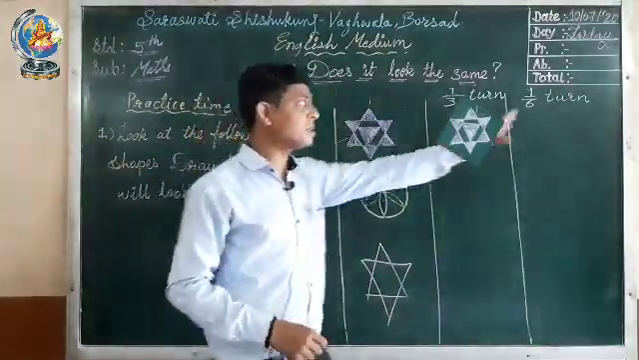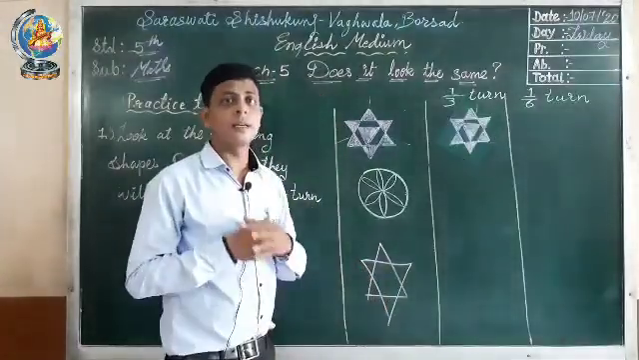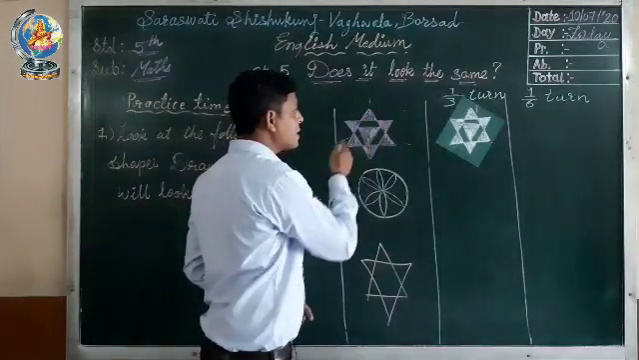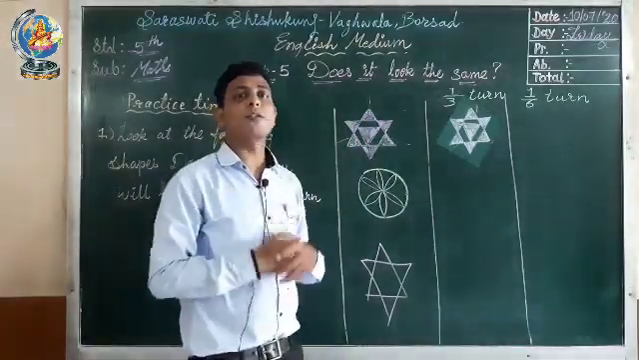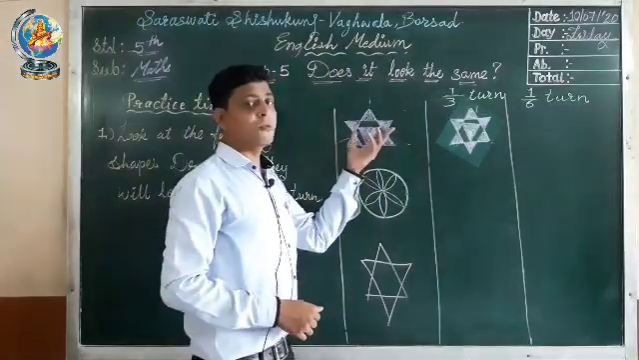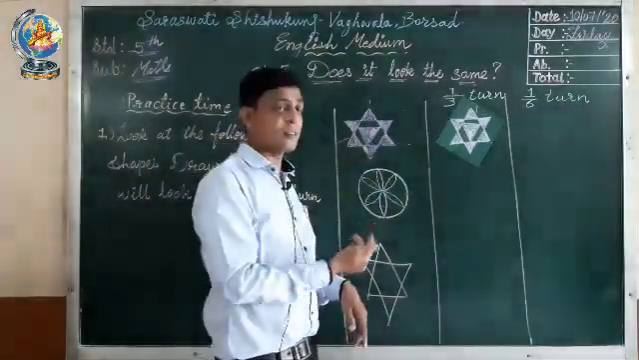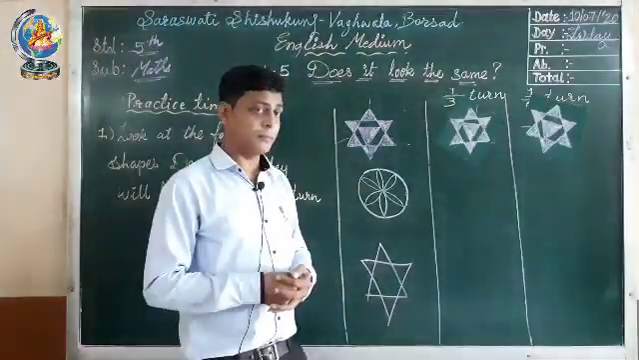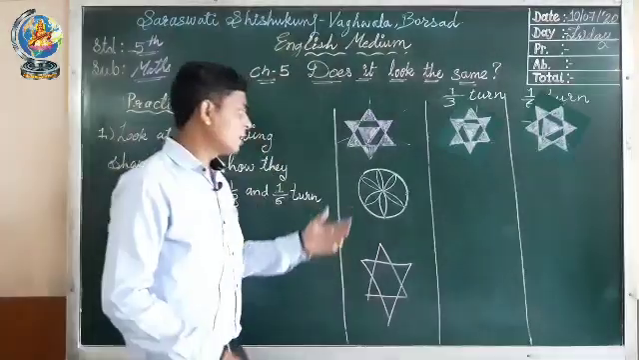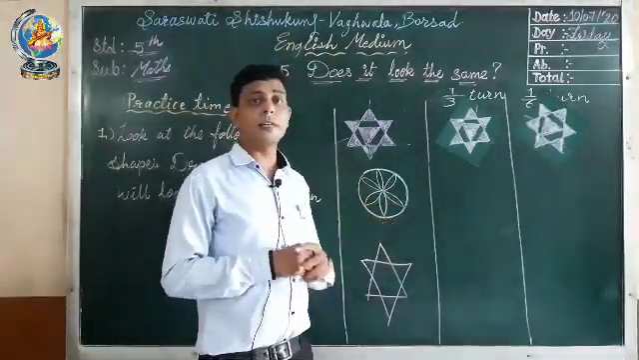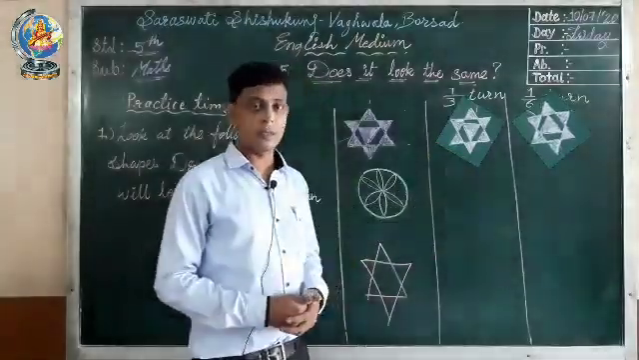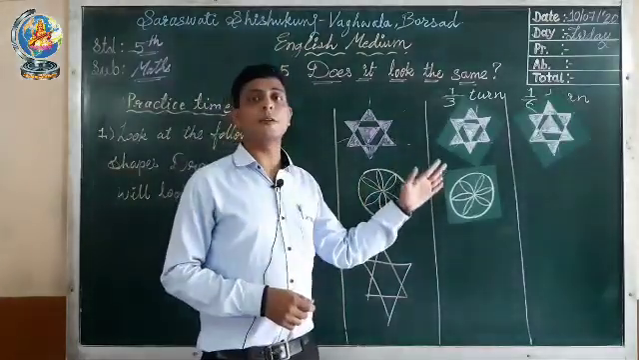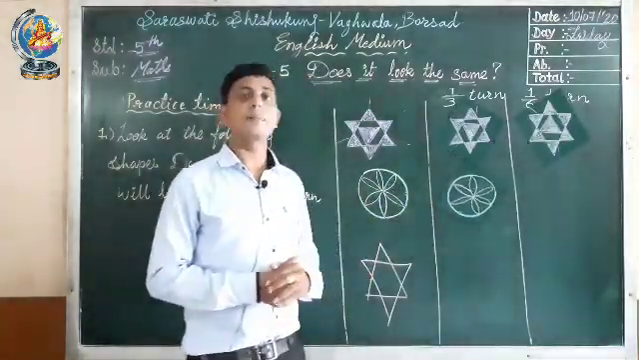Now for 1/6 turn, how it looks when we rotate into 1/6 turn? 1/6 turn means when we divide this star into 6 equal parts, each part is called 1/6 part. So when we rotate this star into 1/6 turn, how it looks? You can see in the picture how it looks. Next picture. Now when we rotate this figure into 1/3 turn, how it looks? So let's rotate it. You can see here.